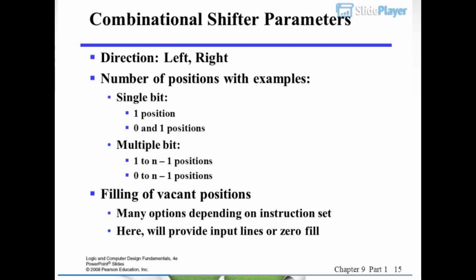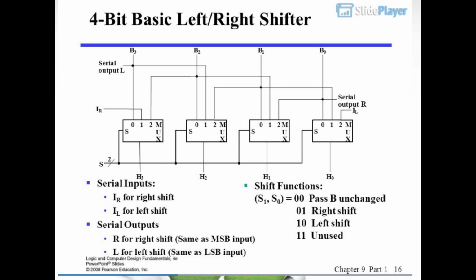Combinational shifter parameters. Direction: left, right. Number of positions with examples. Single bit: 1 position; 0 and 1 positions. Multiple bit: 1 to n, 1 positions; 0 to n, 1 positions. Filling of vacant positions: many options depending on instruction set. Here, we'll provide input lines or 0 fill. 4-bit basic left/right shifter.